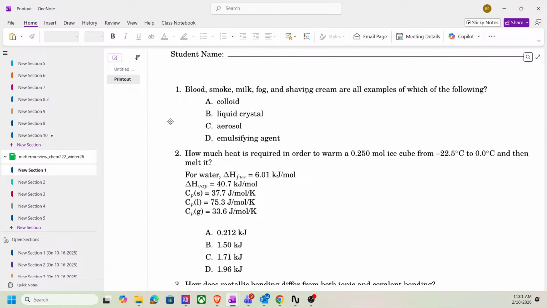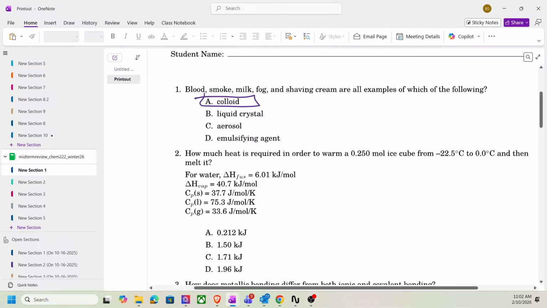So what do we get for number 1? Blood, smoke, milk, fog, shaving cream, what are all those? Yeah, colloidal mixtures. So do we all agree? We could take votes. All right, colloidal mixtures, good.